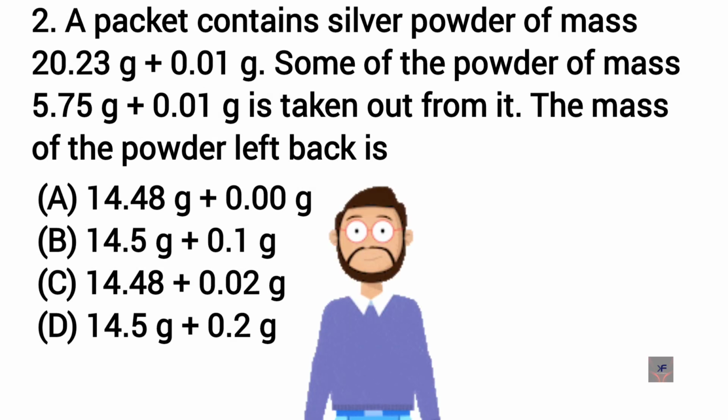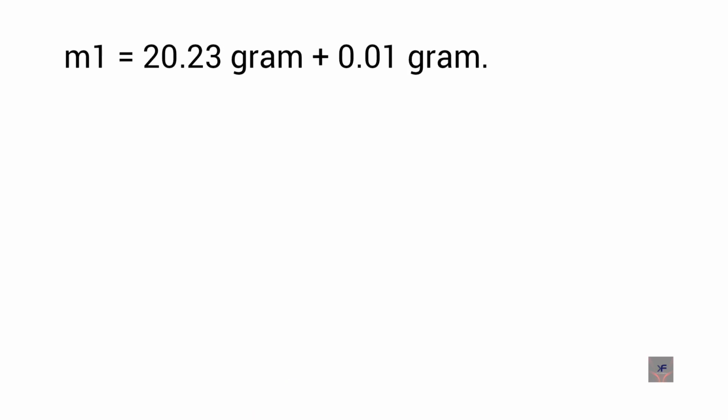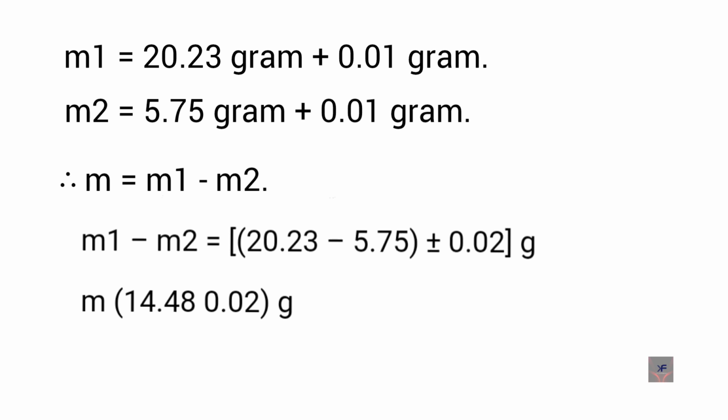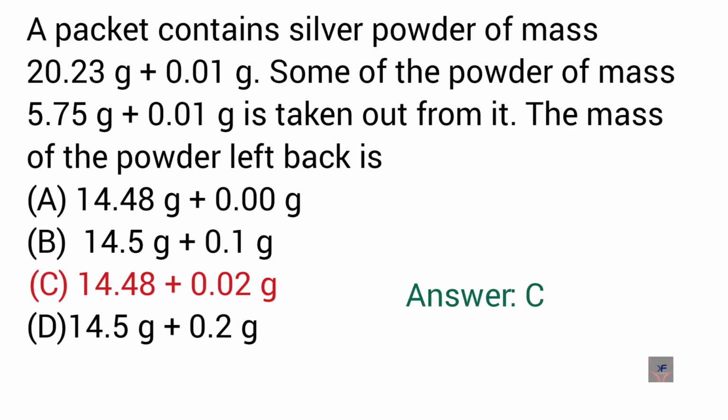Let's solve this problem. Given mass of silver powder M1 equals 20.23 gram ± 0.01 gram. Mass of the powder taken M2 equals 5.75 gram ± 0.01 gram. Therefore the mass of the powder left back M equals M1 minus M2. Substituting the values of M1 and M2, you will get the value of M as 14.48 gram ± 0.02 gram. Therefore the correct option is C.